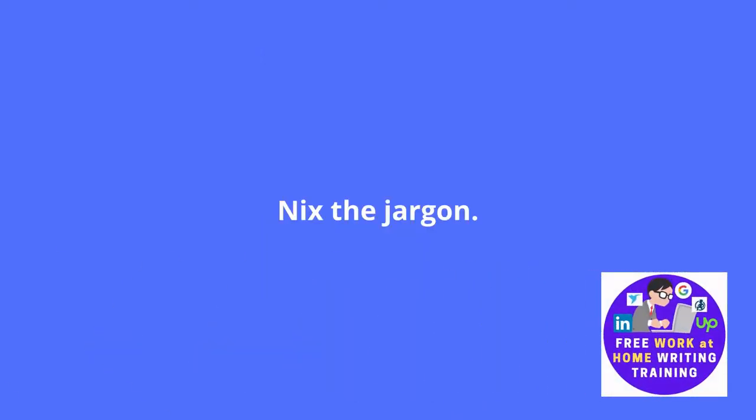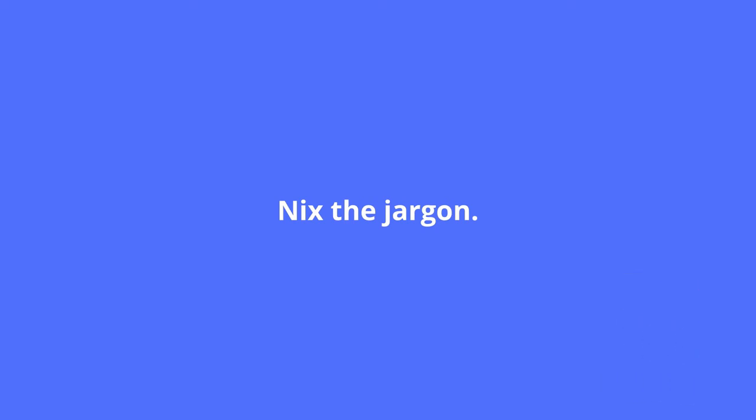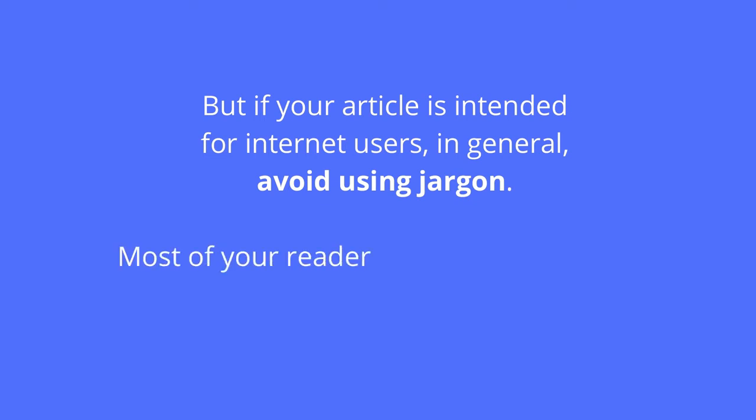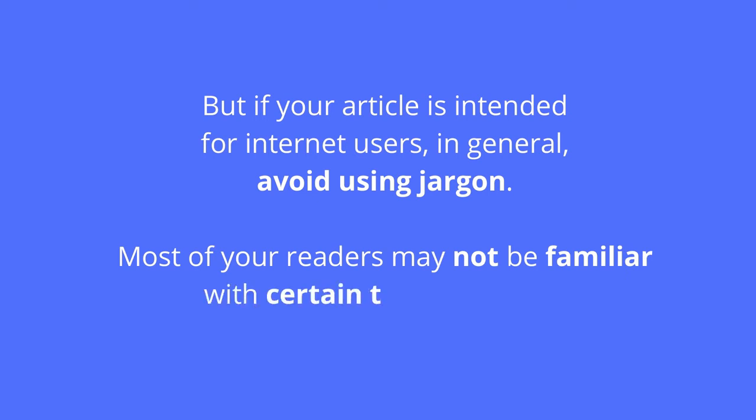Likewise, avoid the jargon. You can use jargon in technical and other forms of writing. But if your article is intended for internet users in general, avoid using jargon. Because most of your readers may not be familiar with certain terminologies. That said, you can always explain what the jargon is about. Or you can link out to a web page that has more information about the terminology.